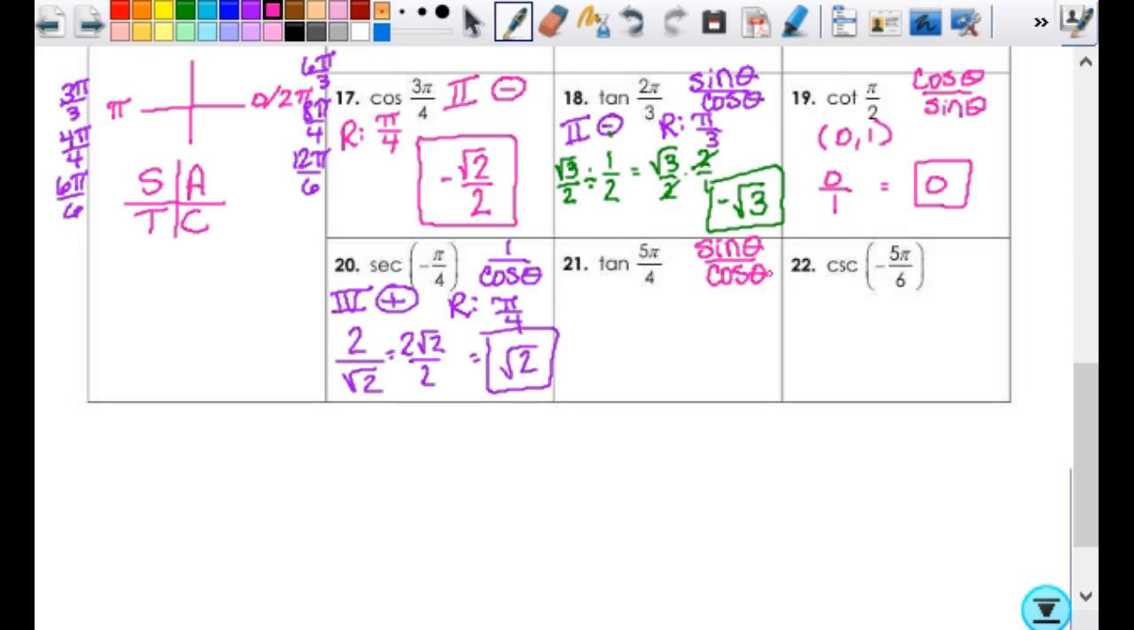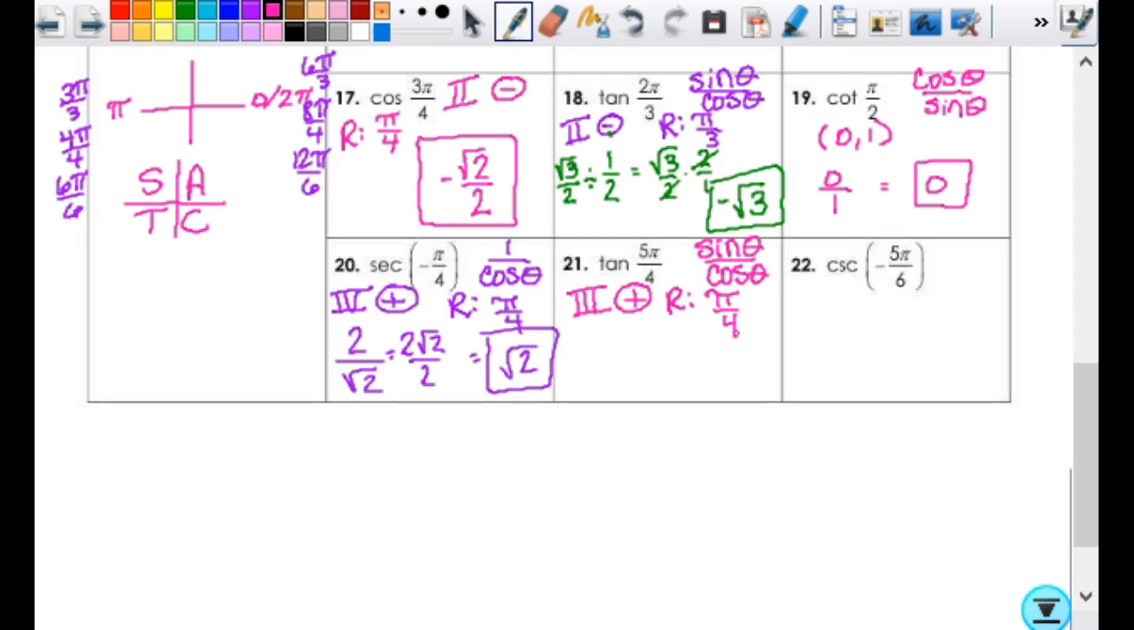Third. 5 fourths. Good with that? We understand how to get there? You understand how to get that? Yes? Okay. So I'm in quadrant 3. In quadrant 3, is tangent positive or negative? Positive. So it's positive. And then my reference angle is what? Pi fourths.